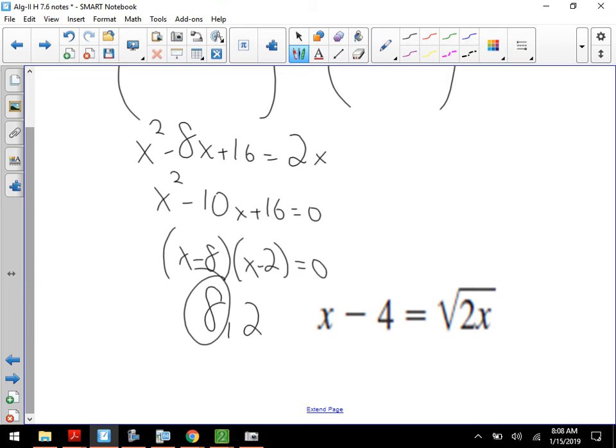2 minus 4 is, and what's the square root of 4? 2. Did that work? Nope. There's your extraneous solution. It's an answer, but it's not an answer. Okay. That's the idea behind that. You're just going to throw both values in, see if it works.